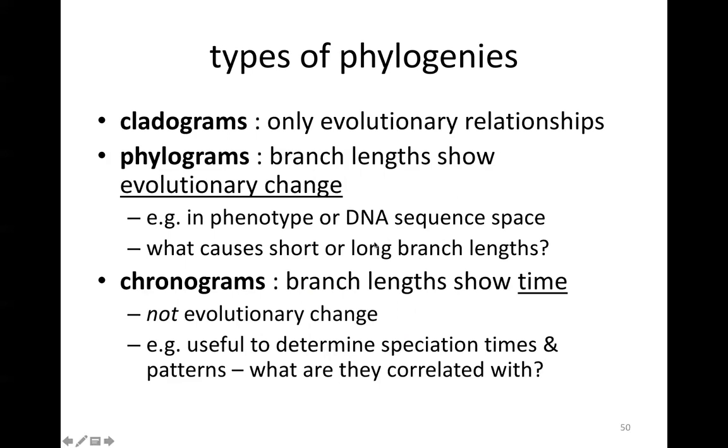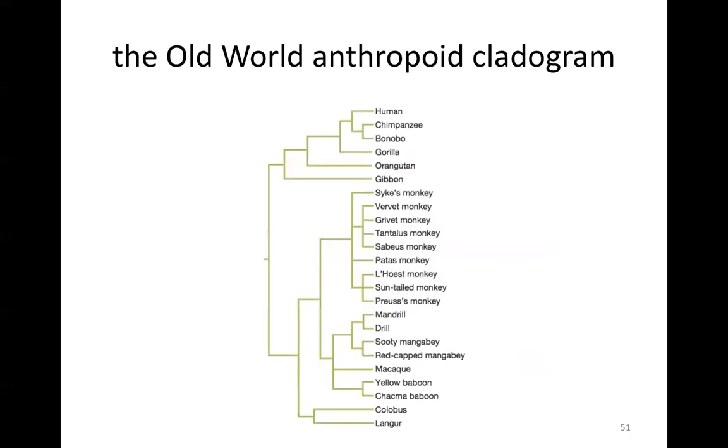which will be related to our discussion on how come the human genome is closer to the dog genome than to the mouse genome. And a third type of phylogeny is chronogram. So here, the branch lengths show time. So we see time directly on the tree and not evolutionary change. And it can be useful to study speciation times, split times, patterns. We'll see a couple of examples.